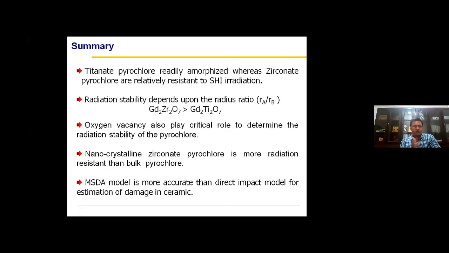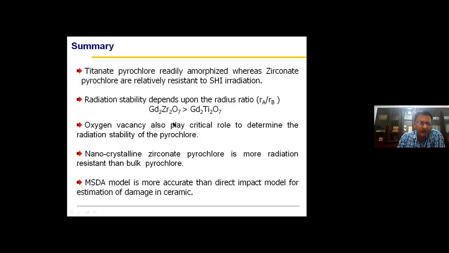Finally, I will conclude my talk. Mainly I discussed the radiation stability of these ceramic materials. In that I studied the effect of composition, and I mentioned that titanate pyrochlore can really amorphize, whereas zirconates are radiation resistant to swift heavy ion radiation, and that radiation stability depends upon Ra by Rb.